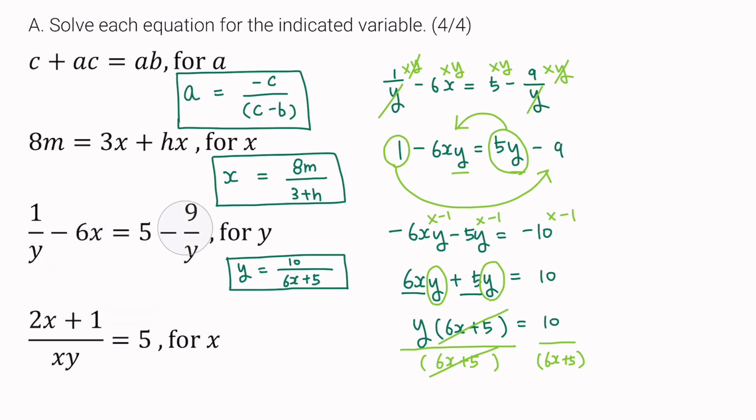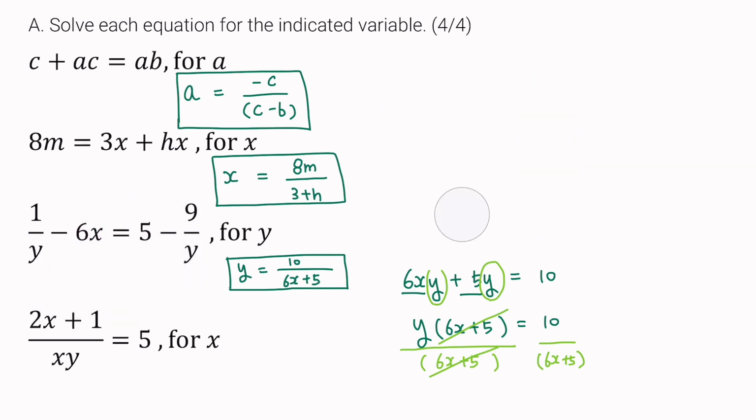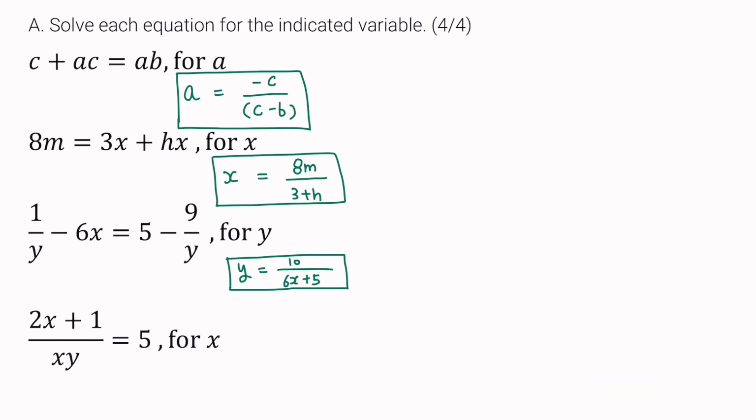Okay, we are almost done. These are one of the toughest questions in the chapter of literal equations, and if you are doing great, then it's great. Okay, let's tackle this final problem. We have 2x plus 1 over xy is equal to 5, and we are solving for the variable of x. Now this is tough because we have x in two different places, and one is in the denominator and the other is in the numerator. But let's not worry. Let's get started first.